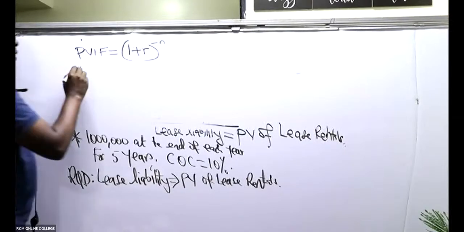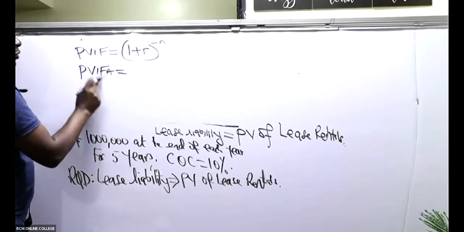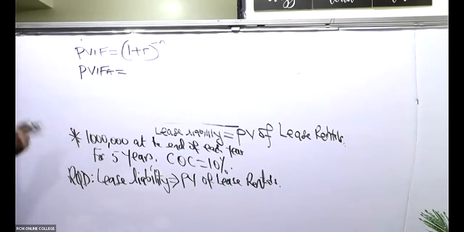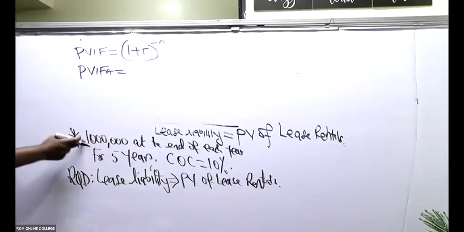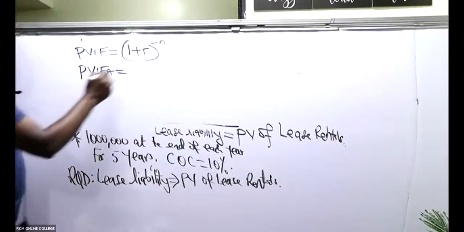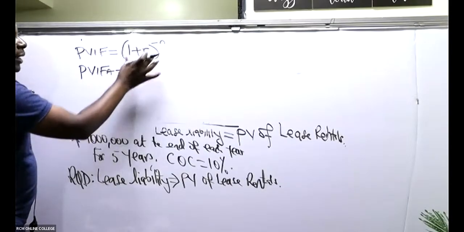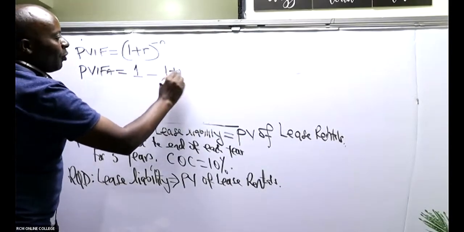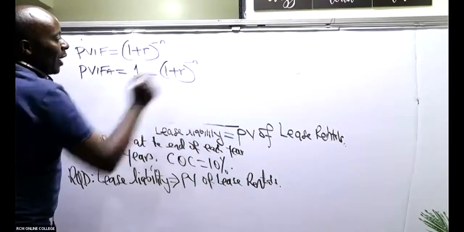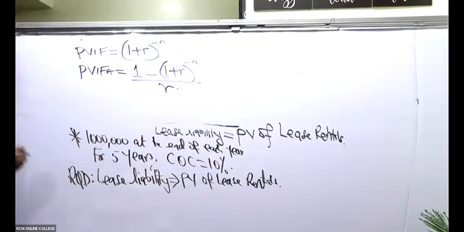How about present value interest factor of an annuity? Like now, this is $1 million every year, $1 million. So it's an annuity. So if it's an annuity, we shall take 1 minus this simple formula. Our simple formula is 1 plus R raised to negative n. And then everything to be divided by R.